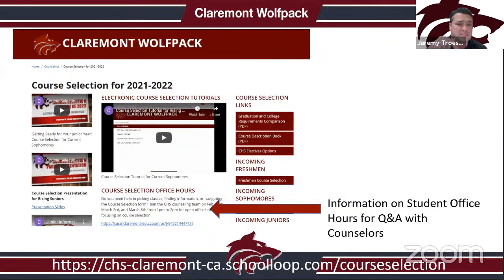On the bottom in the center there is the course selection office hours, and this is a time for students to come and ask questions of counselors. It's an open forum, so students can come and ask any questions they want about how to complete the form, making sure they have the right classes, and the dates and times are down there as well.